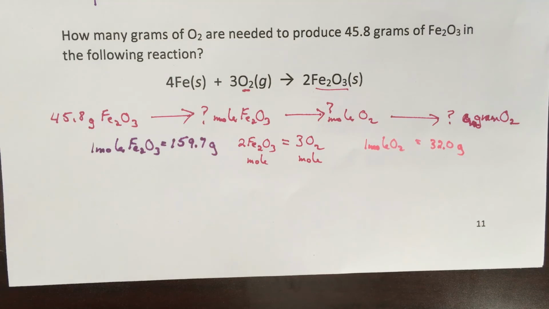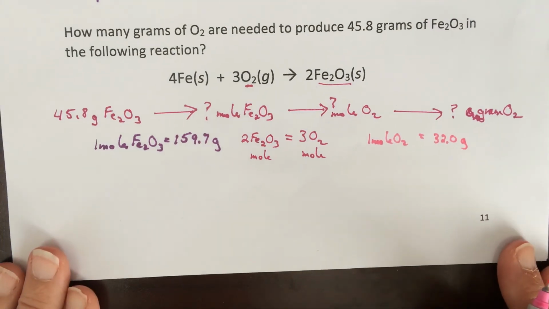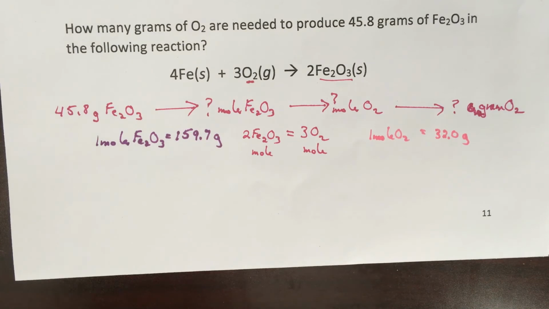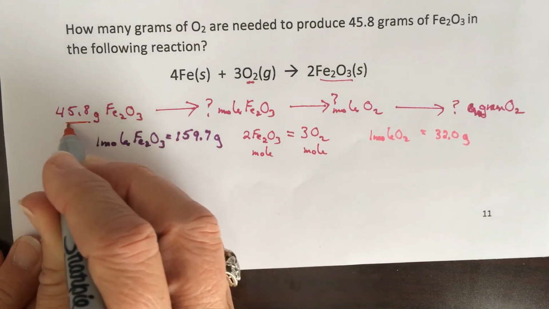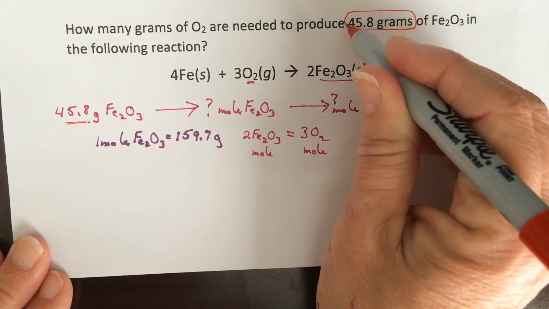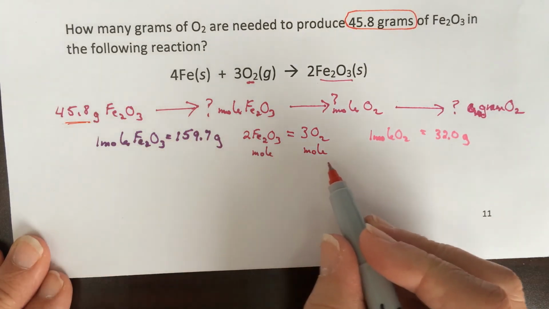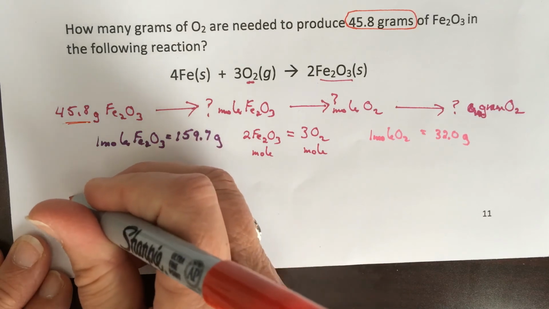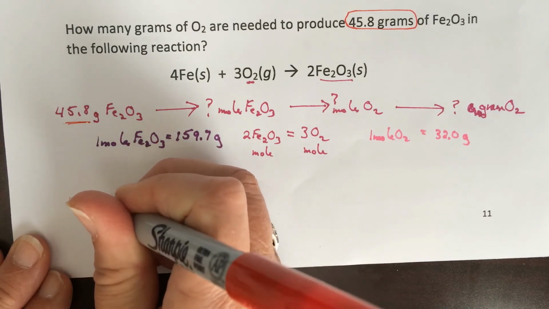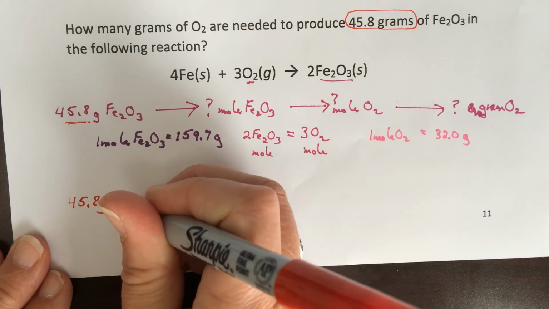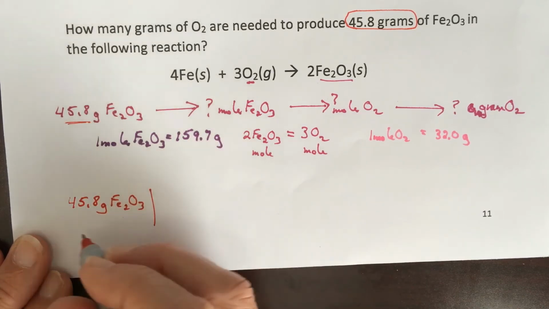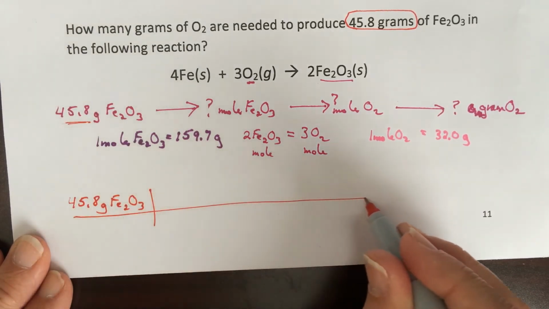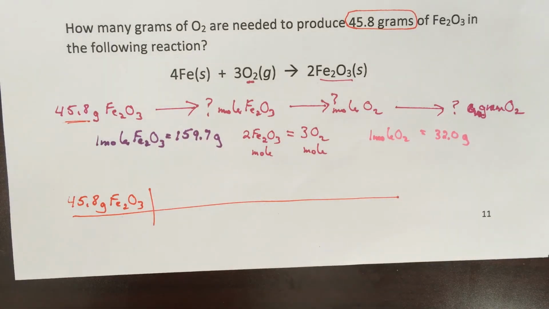This time I'm going to show you how you can stack them. This is the railroad track. We'll start with the number in the problem, that's this number right up here. You always want to make sure you don't get confused and use one of these conversions. Always start with the number from the problem. So we've got 45.8 grams of iron oxide. I'm going to draw a long line here. We've got lots of conversions to make.